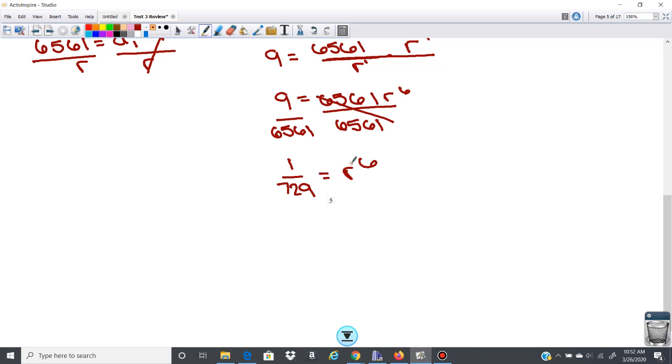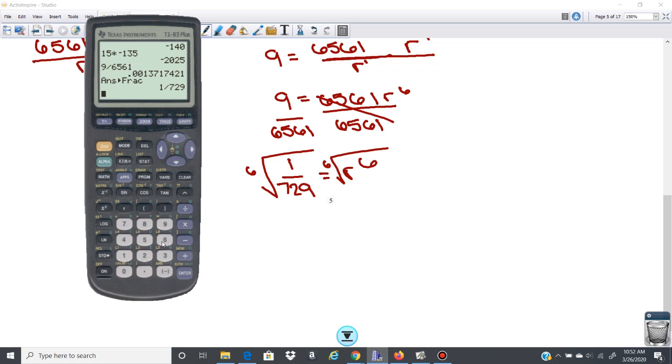Then we want to take the 6th root of that to undo it, so the 6th root of 1 over 729. I'm going to go to my calculator to find my 6th root. I'm going to go 6, then math, and it's this x root here. Anything over cube root, we're going to use the x root. I'm just going to put my answer in, and I get 0.3 repeating, which is 1/3. So our ratio here is 1/3.